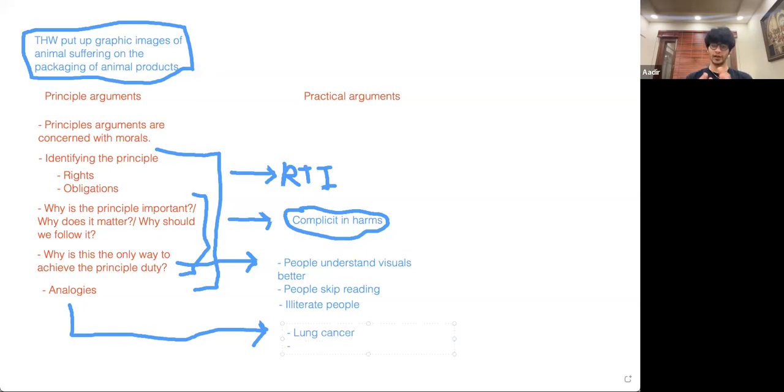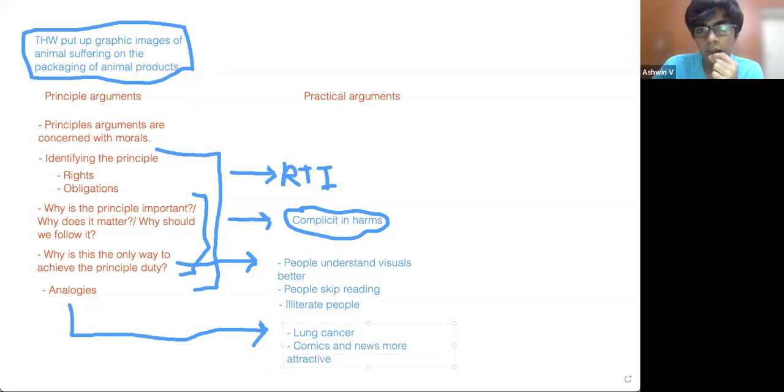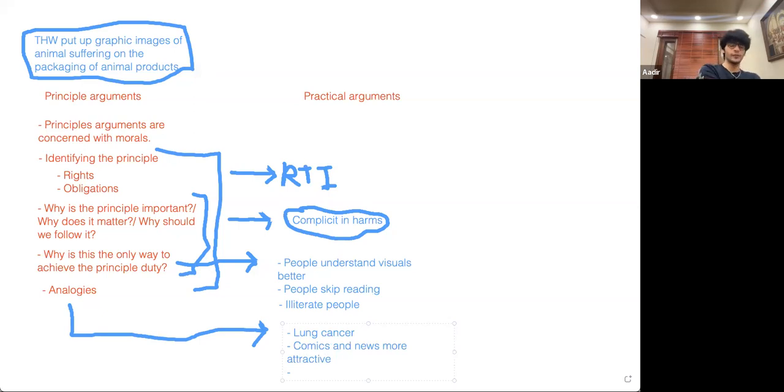Because again, what are we trying to prove here? We're not trying to just prove the right to information. We're trying to prove why graphic images lead to the right of information being fulfilled. So what other groups use graphic images? I'm not sure if this is valid, but can we just say this is the reason why comics are a lot more attractive? This is the reason why, when we see news, it's much better if we see visual news than simply written news. That's valid, as in, that's what we call an intuition pump. Intuitively, yes, that makes sense. But that's not an exchange for an analogy, but you can say that.